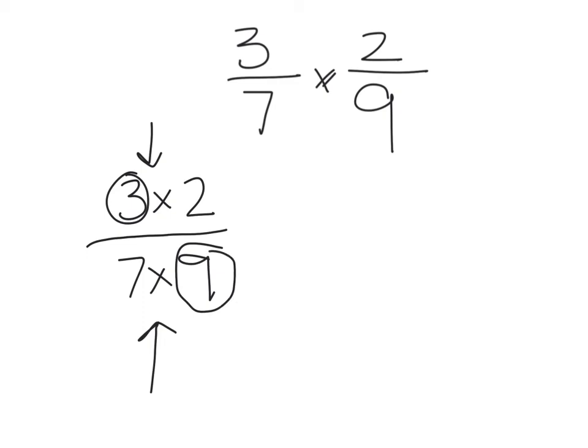So I'm going to divide the top and the bottom by 3 and do this. 3 goes into 3 one time, so I'll cross it off and write 1. And 3 goes into 9 3 times, so I'll cross that off and write 3. So now I have an easier problem. 1 times 2 is 2, and 7 times 3 is 21. And that is in simplest form. So rather than simplifying at the end, I just simplified first. But either way would work.